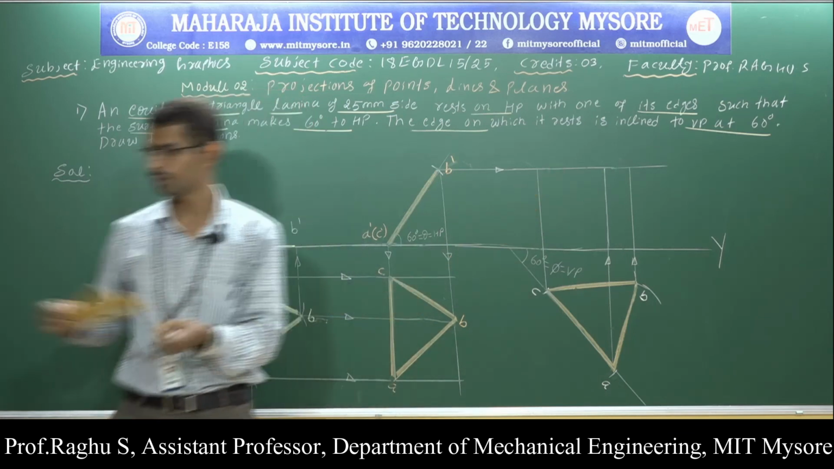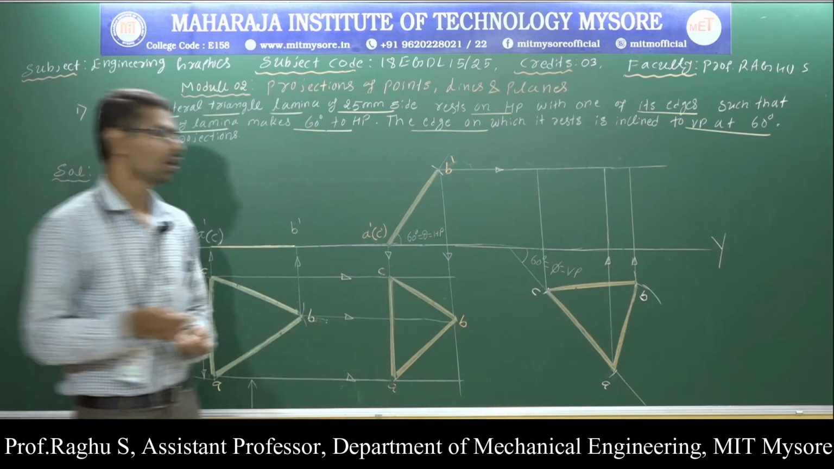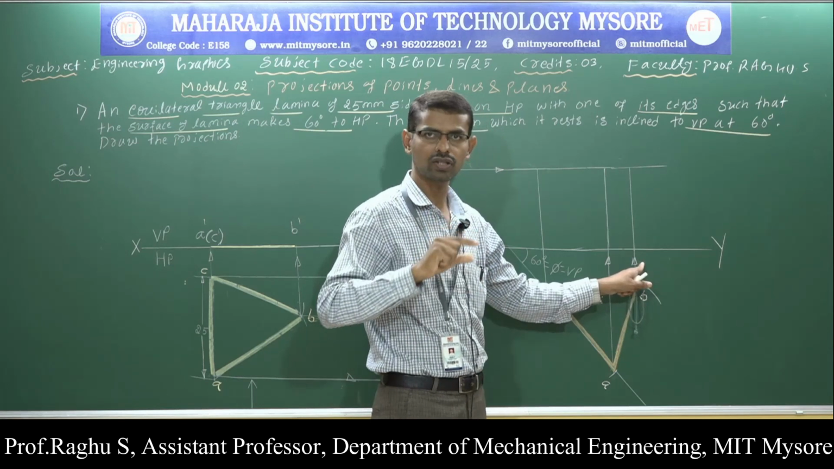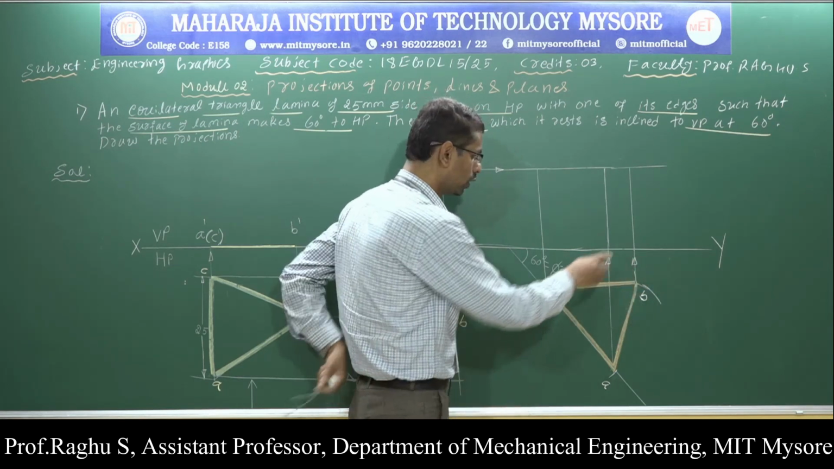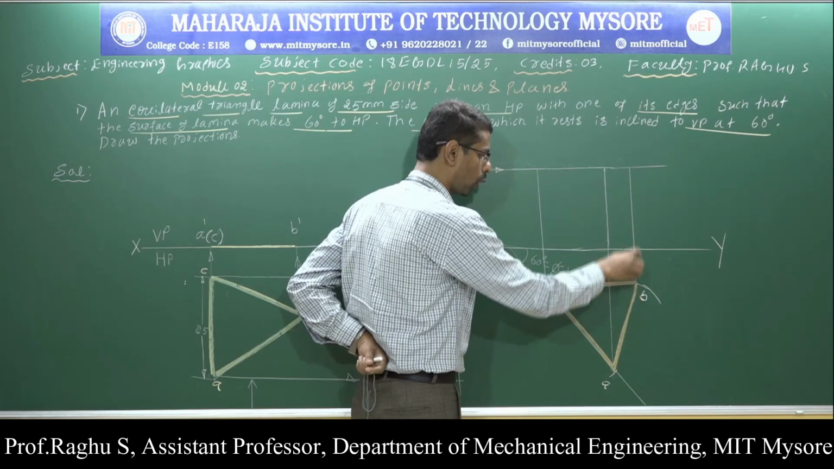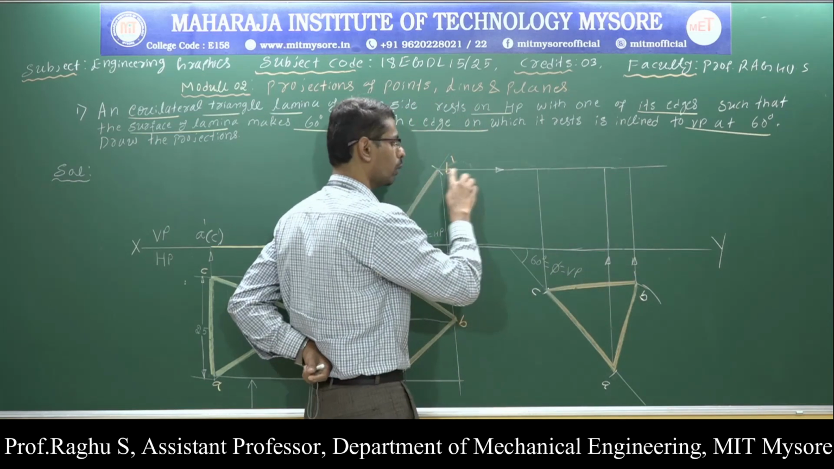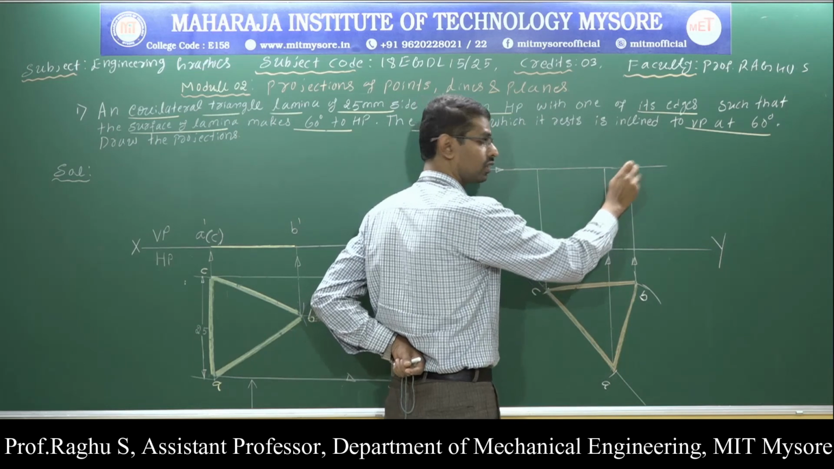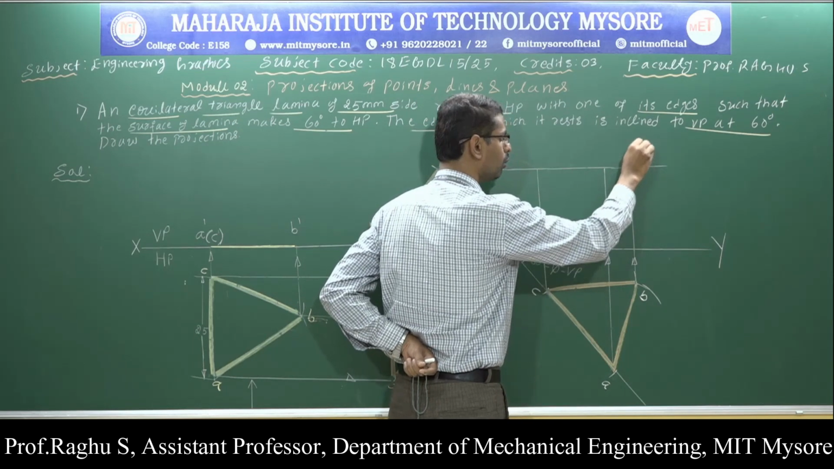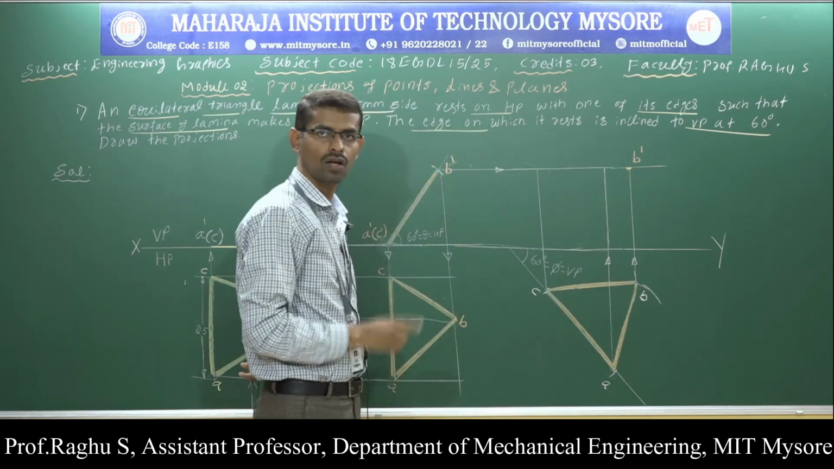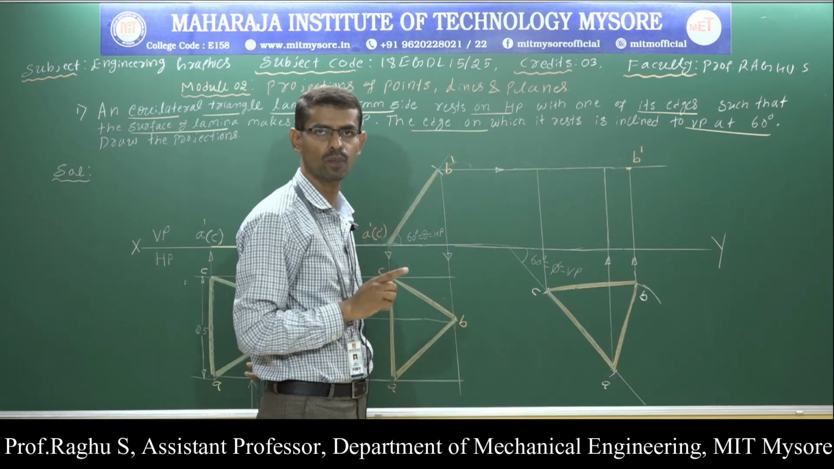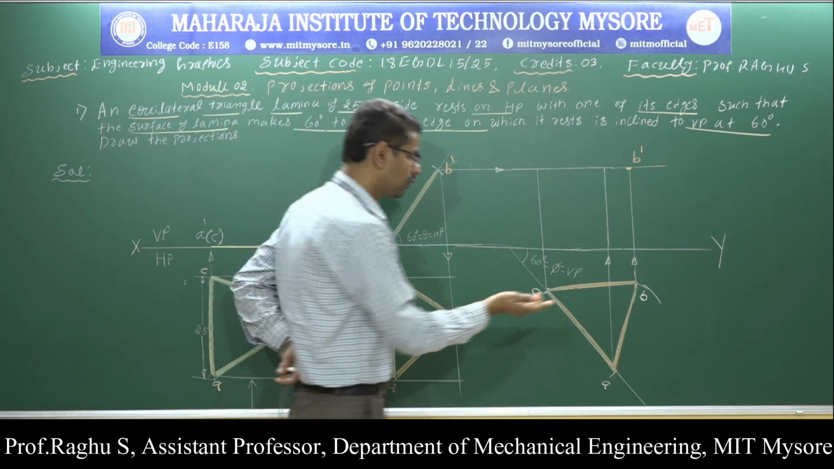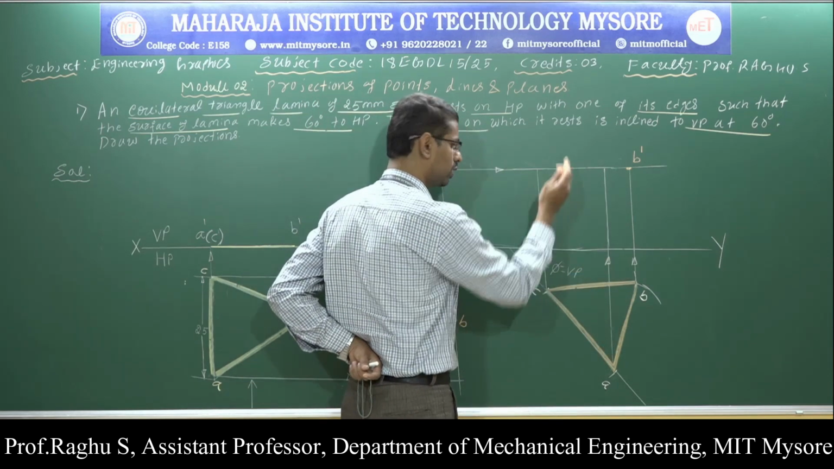Now, look at the vertical projections and horizontal projections. Here this is the vertical projection of point B. Where is the horizontal projection of point B? This is the horizontal projection. Here these two lines intersect at this point. Therefore, this is point B dash. Similarly, identify point A and point C, by considering the vertical projections and horizontal projections.